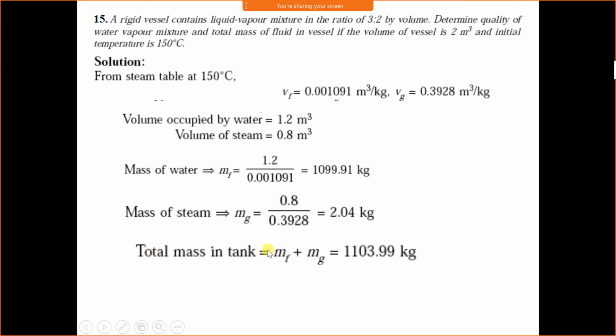Total mass is equal to mass of liquid plus mass of gas. We have to add this: 1099.91 plus 2.04. Then it is 1103.99 kg.